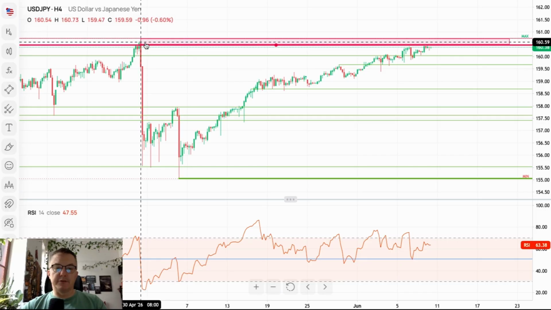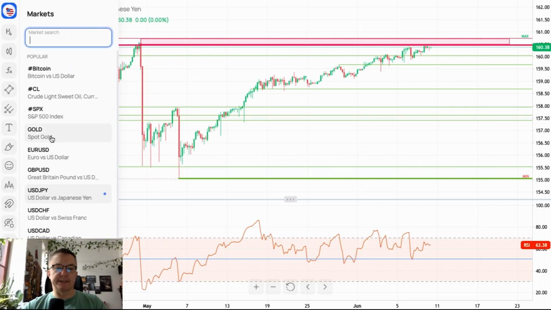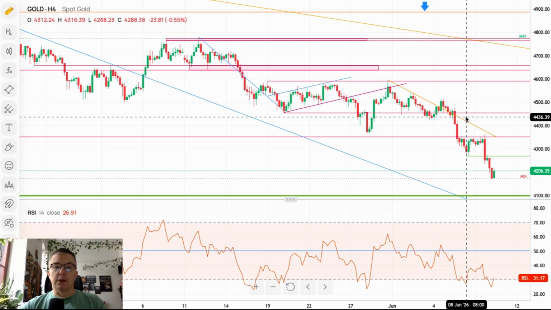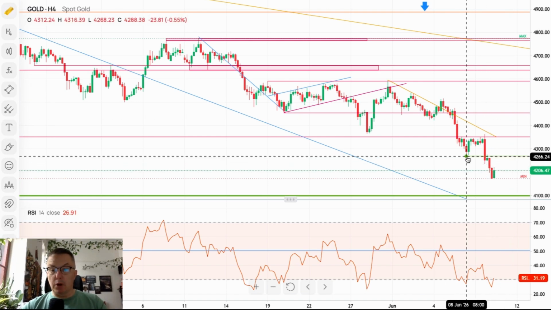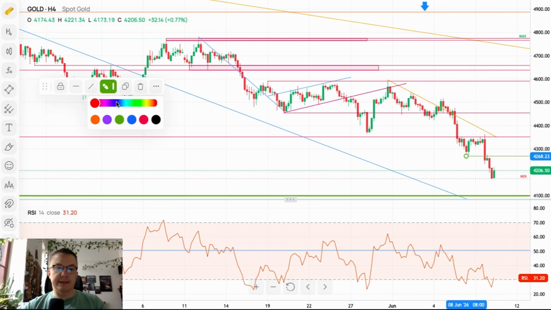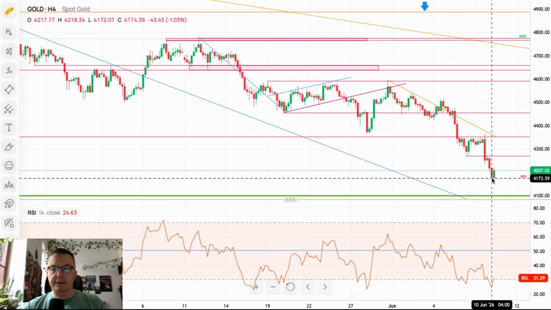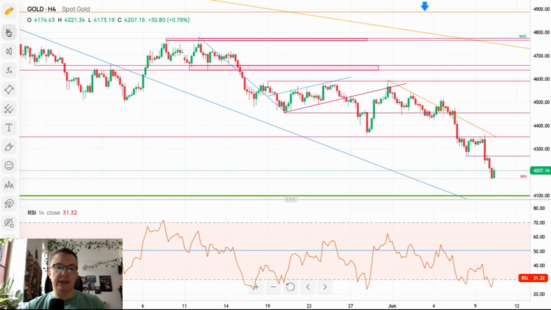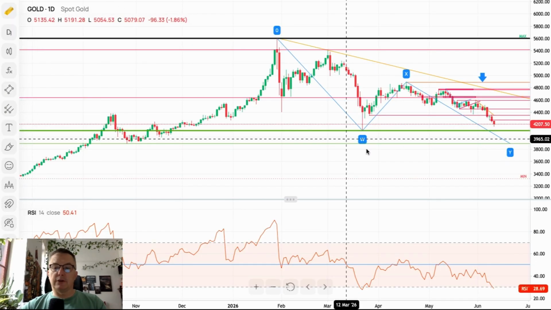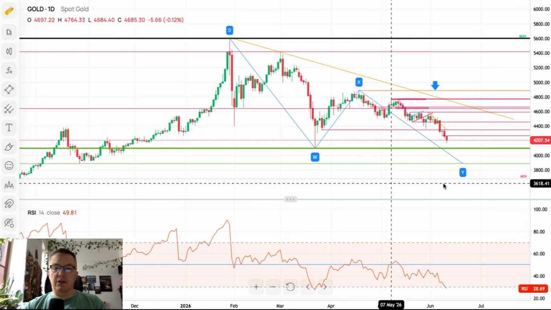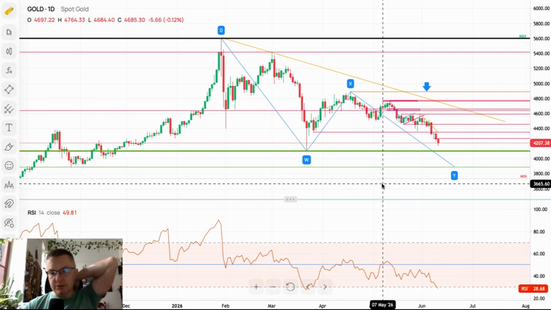So the ease of move is to the downside from that level. So please consider this in your trading. Gold with the new low. We broke below 4,266 and a new low was made at 4,173. As we keep moving lower, according to our plan, everything is going as it's supposed to go.